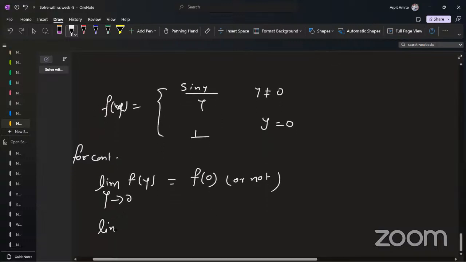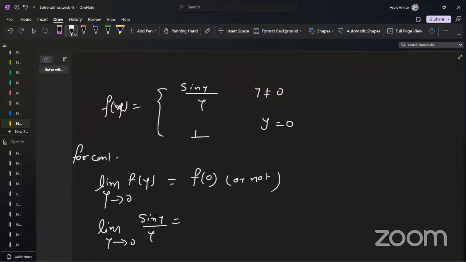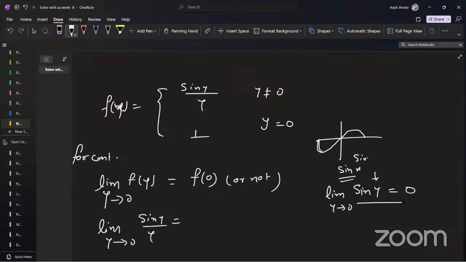Okay, let's check. The limit as y tends to 0 of sin y by y is equal to... either we can use the direct formula, or we can see the limit as y tends to 0 where sin y is going: it is going towards 0 only. As y goes to 0, this is my sin y graph. Everyone knows that sin x is a continuous graph, and sin 0 is 0. So we can say that the limit as y goes to 0 of sin y is 0. So basically this limit is 0.